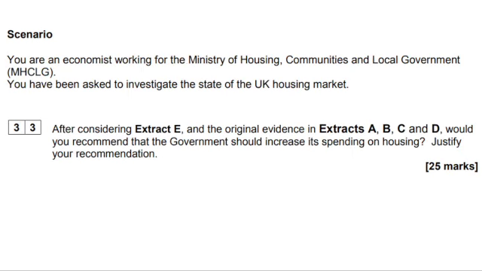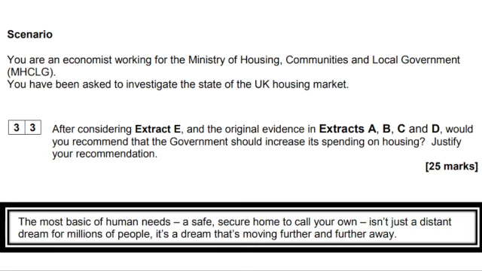And the final one, which we will focus on, is you are working for the Ministry of Housing, Communities and Local Government, and you're focused on the UK housing market. So should the government increase spending? Well, straight away, this is from an extract and it says housing is the most basic of human needs, which emphasises the importance of this type of good. So what we'll do in this video is we'll do a quick plan.